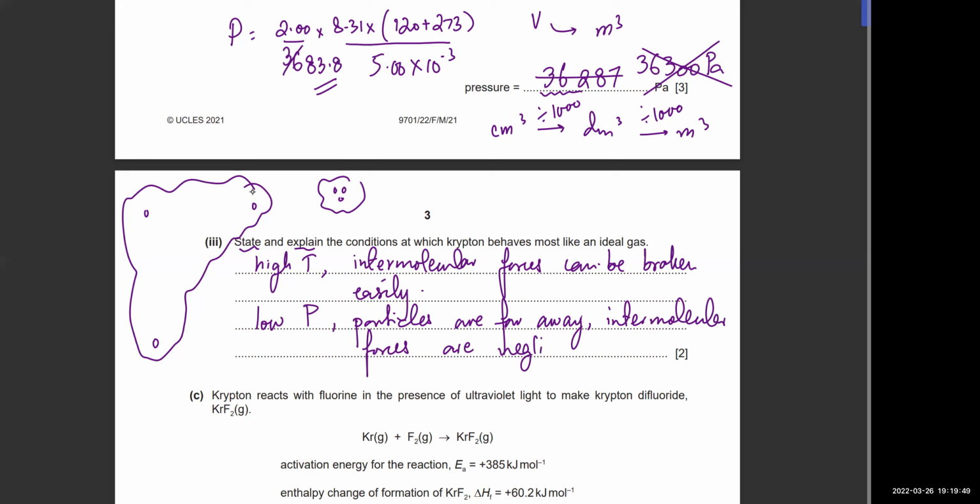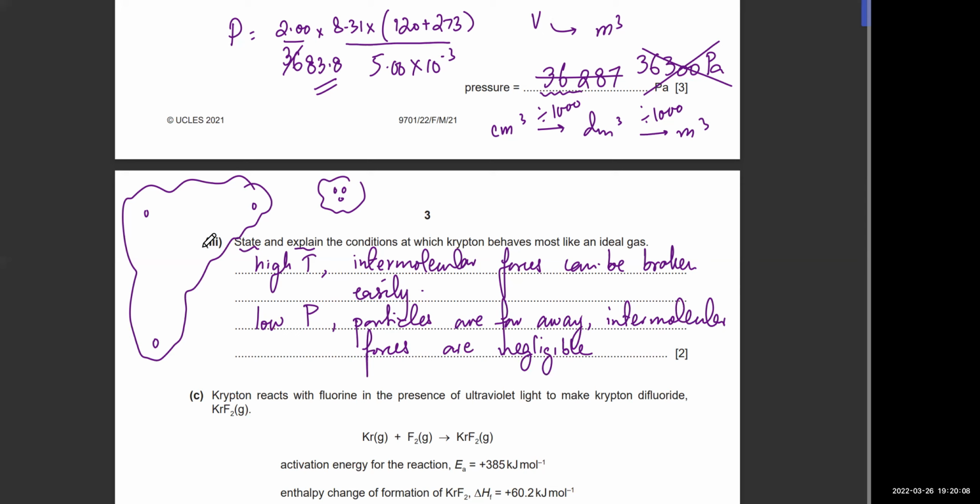Because the attraction is inversely proportional to distance. Like if you bring a gas under high pressure, it will liquefy. Why? Because the particles would be really close to each other. And if they're really close to each other, they would start attracting each other. So for both, you can write this.